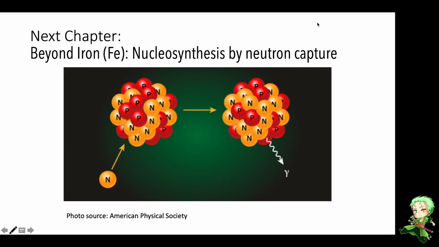So the technical discussion on how we have elements higher than iron will be discussed in detail next time on neutron capture. So I think that would be all.